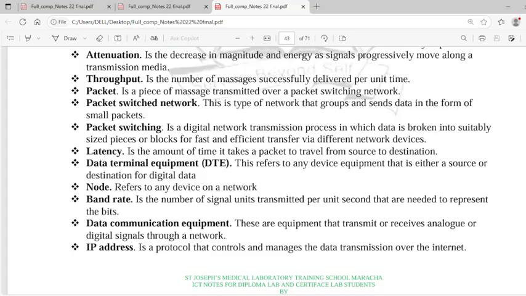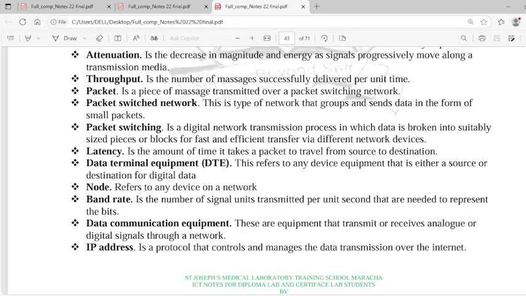A packet switched network is a type of network that groups and sends data in the form of small packets. So in a packet switched network, data is sent in small units, which are known as packets. One piece of data is broken into small pieces, and those small pieces are known as packets.